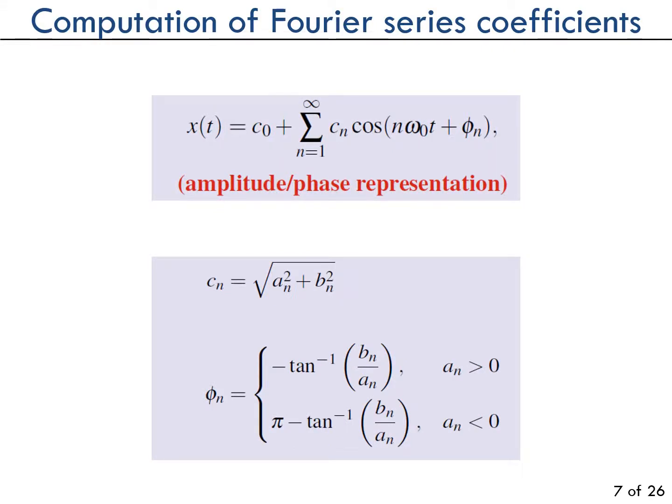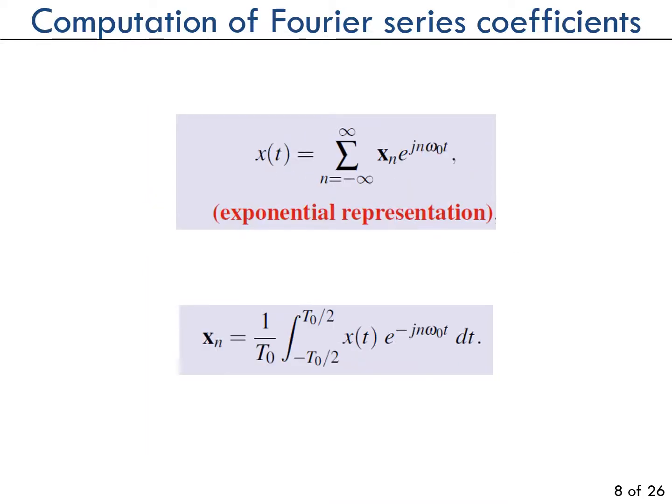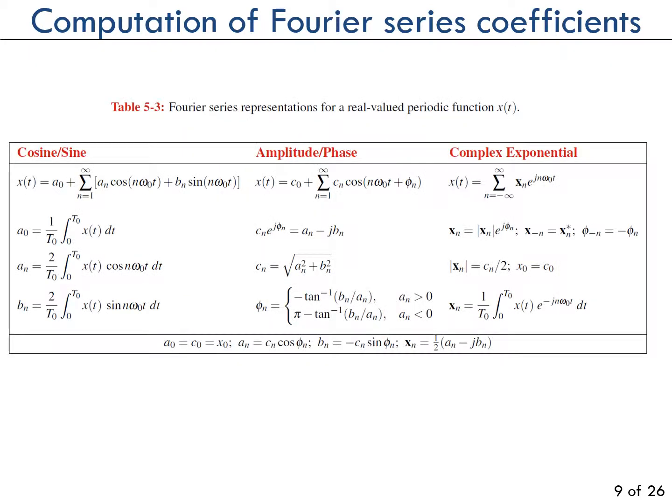Here is the amplitude phase representation, and the coefficients, the Cn and Pn, are given below. And here's the third representation, the exponential representation, and the coefficient for xn is determined by the equation below. Here are the three representations combined into a single table.